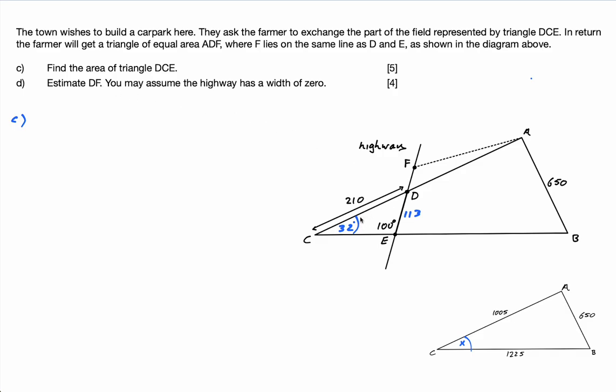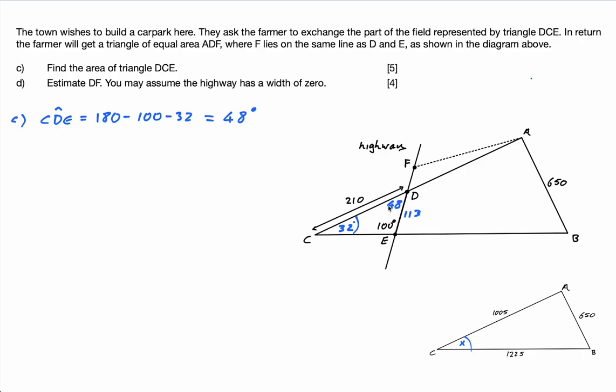It says find the area of this triangle. It's 5 marks, and it's just an area of a triangle question. The only thing that's a bit confusing is to find angle CDE, but that's not even that hard. CDE is equal to 180 minus 100 minus 32, because obviously angles in a triangle have to add up to 180. So this plus this plus this, the answer is, I want to say 48 degrees. So this angle here is 48.